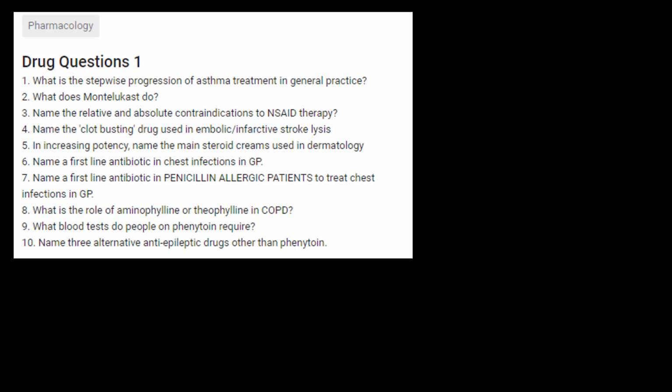So the next question is, name the relative and absolute contraindications to non-steroidal anti-inflammatory drug therapy. So you need to ask yourself how non-steroidal anti-inflammatory drugs work. They work to reduce pain and inflammation by inhibiting enzymes called cyclooxygenases, or the COX system, and by inhibiting COX, non-steroidal anti-inflammatory drugs help to prevent or reduce pain and inflammation. COX enzyme inhibition is also responsible for many of the side effects of non-steroidal anti-inflammatory drugs. Most of the side effects are relative in nature. Absolute contraindications include things like allergy and patient refusal.